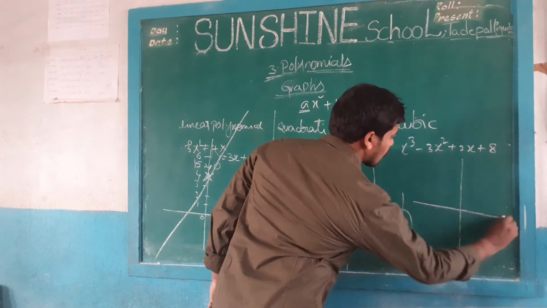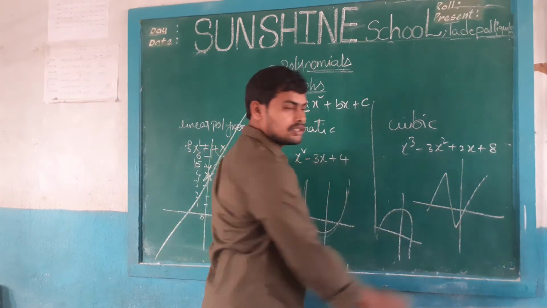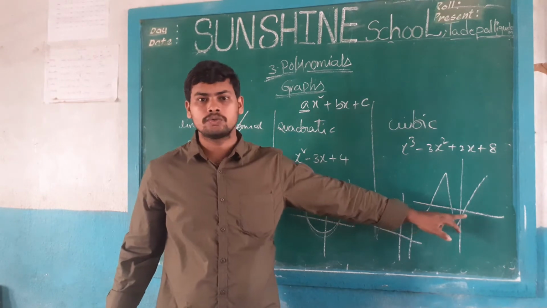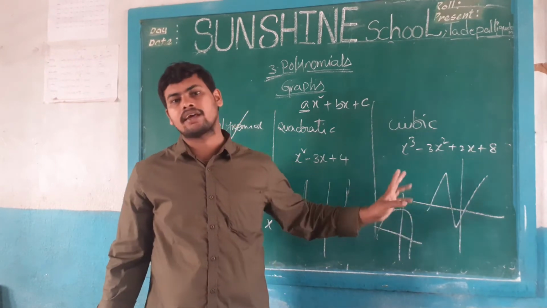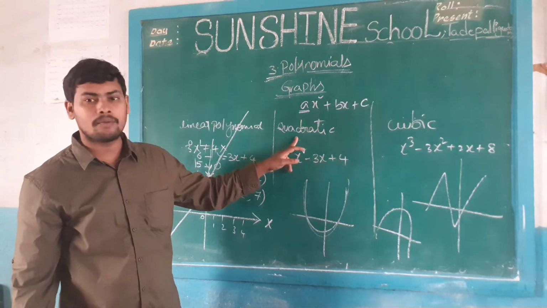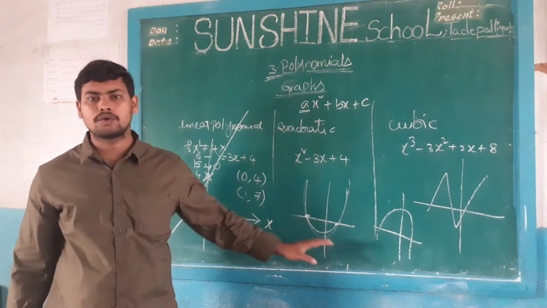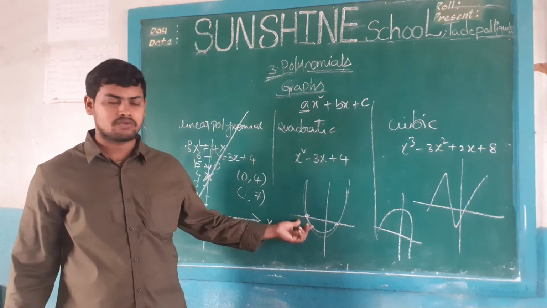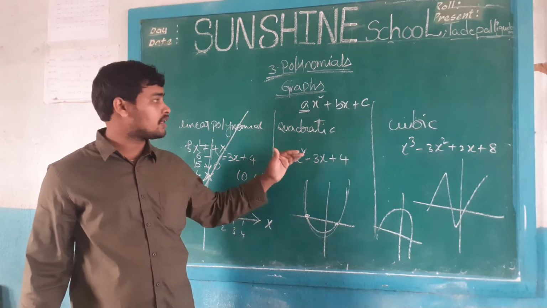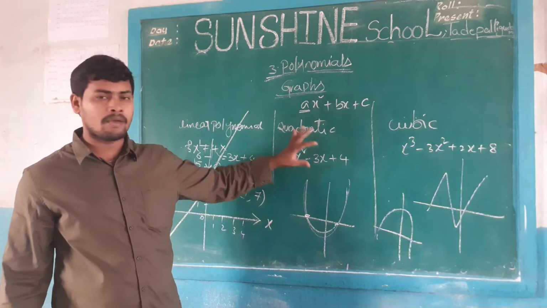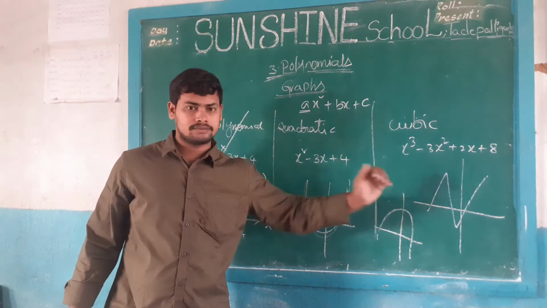Cubic polynomial. The graph of a cubic polynomial is like this. Here, this polynomial intersects the x-axis at 3 points. Here, this polynomial intersects the x-axis at the first point and second point, only 2 points. This is the form of the quadratic polynomial. The cubic polynomial is in the form of like that.